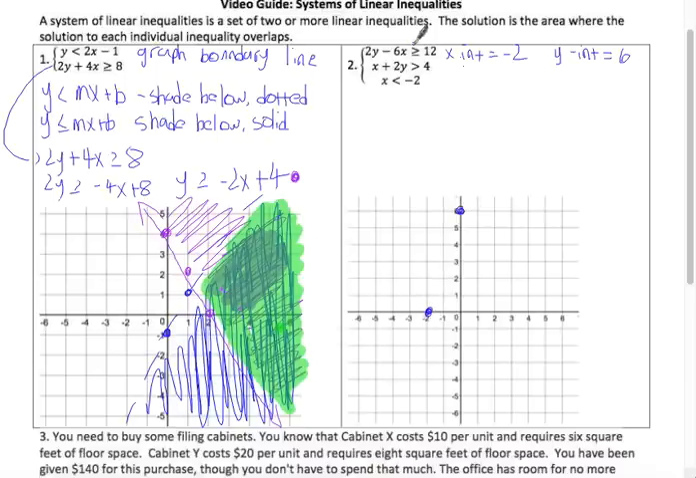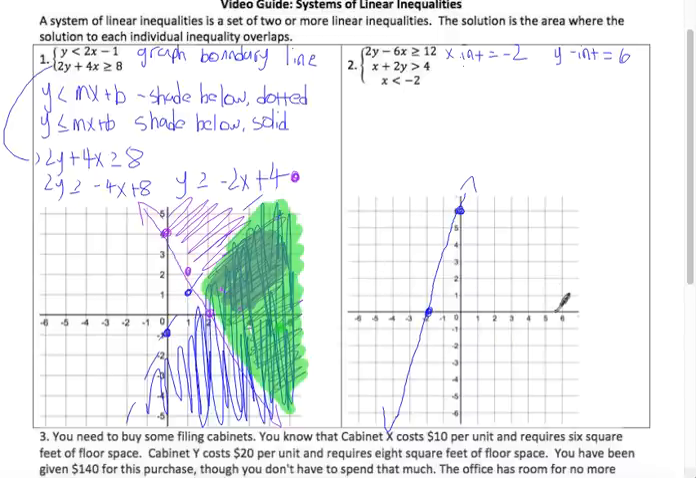Since it's greater than or equal to, that makes it a solid line. To determine which way I'm going to shade, the equation isn't solved for y, so I can't use the trick that I used over here. But what I can do is test a point. The line divides the coordinate plane into 2 areas. One side of this line is going to be shaded, and one side's not going to be shaded. And we don't know which is which yet.